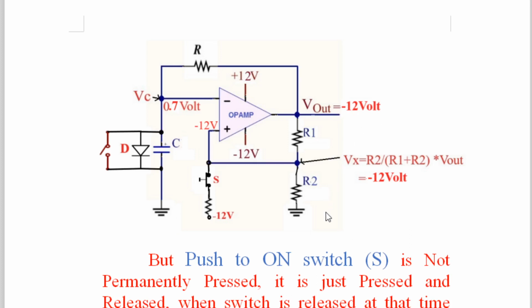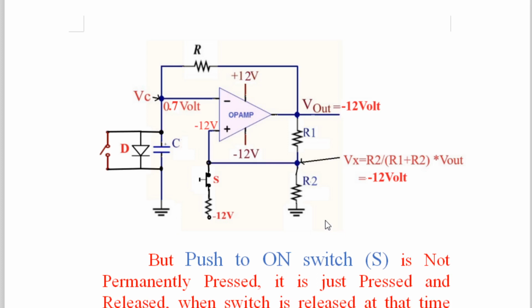Now we have to see how long this minus 12 volt remains there, because as the name suggests, monostable multivibrator, there is only one state which is stable. And if you change that stable state by applying the trigger, the changed state will come back to its original position after some time, which is called T return.